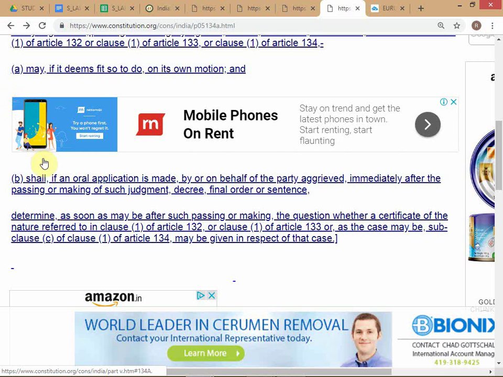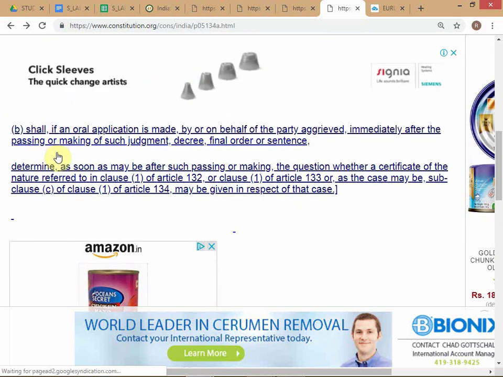What is your advocate entitled to request? He cannot demand that a certificate of appeal be given. Notice what this 134A clause small b says. What does it say? Shall, the High Court shall, if an oral application, what should the High Court do? Shall means you have to do it. In general we say may means you may or may not do it, but shall is compulsory. In general, there are some exceptions. But the High Court shall, what is the High Court compelled to do?